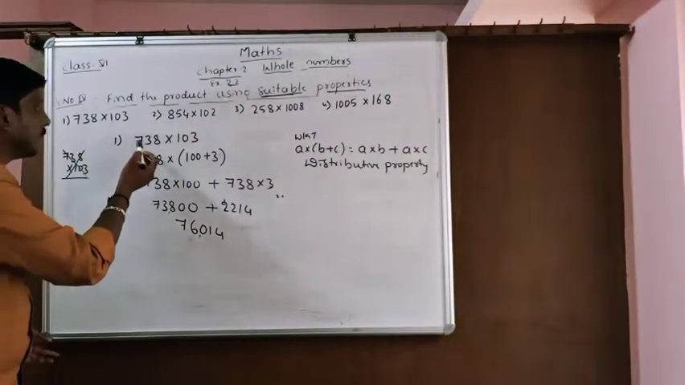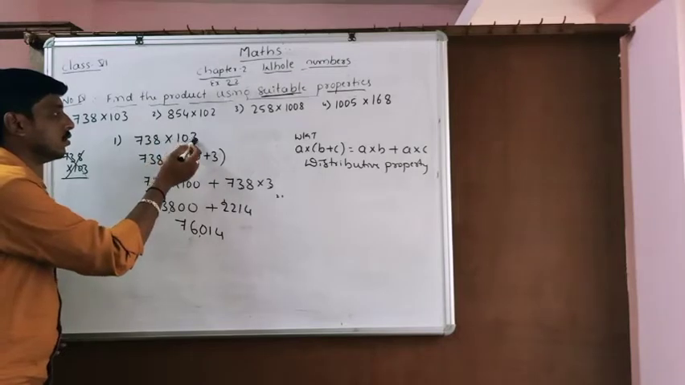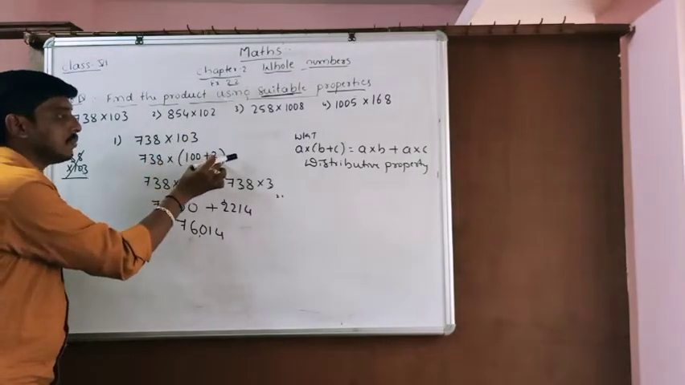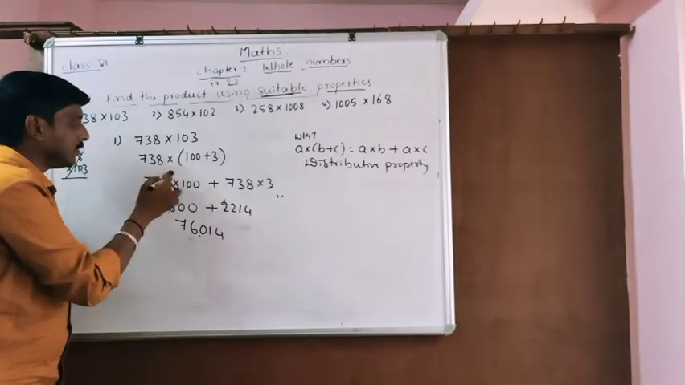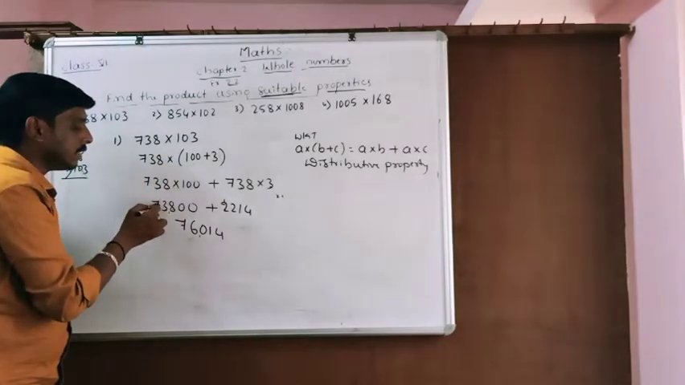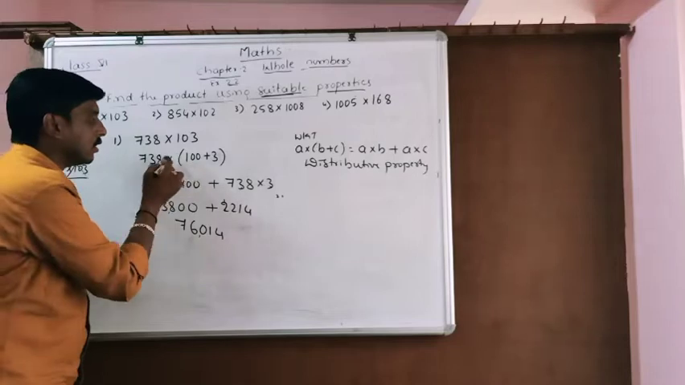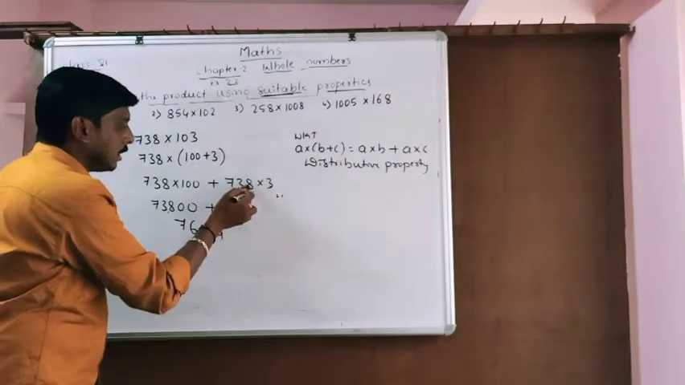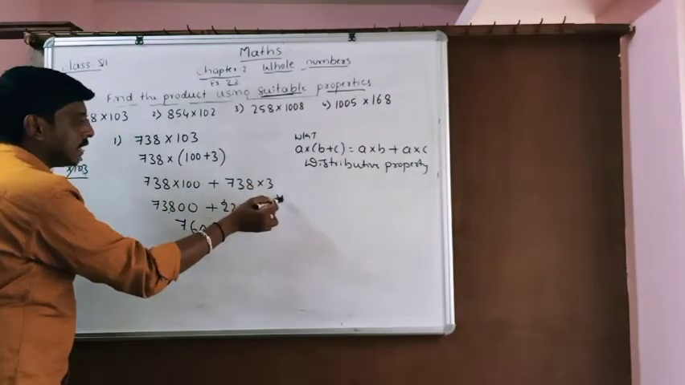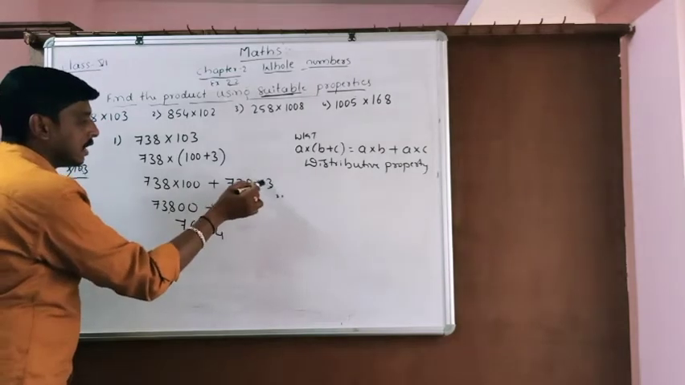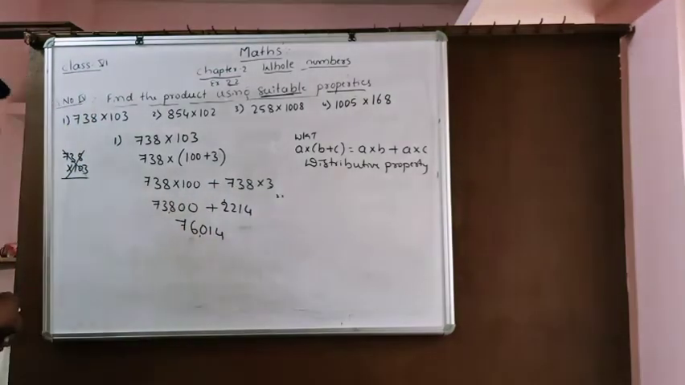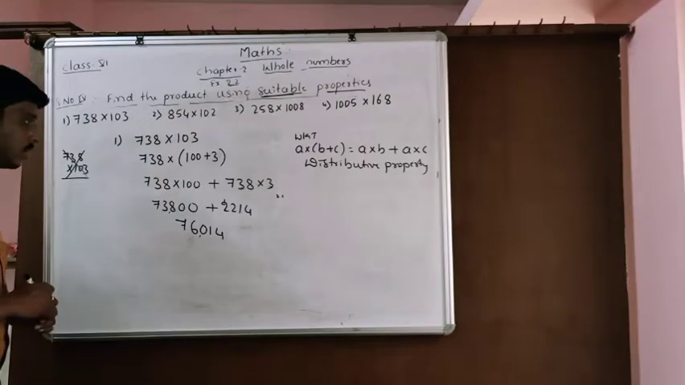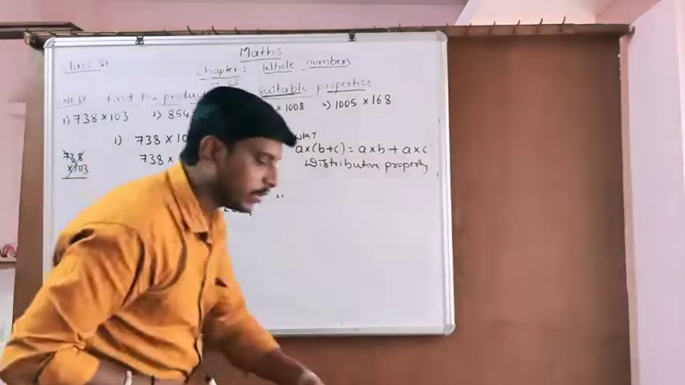So once again I explain. This is 738 into 103. 103 split as 100 plus 3. Now it looks like distributive property over the addition. 738 into 100 is 73,800 and 738 into 3: 3 8s are 24, 2 carry, 3 3s are 9, 9 plus 2, 11, 1 carry, 3 7s are 21, 22. Add these two numbers, you will get the final answer 76,014. Okay.